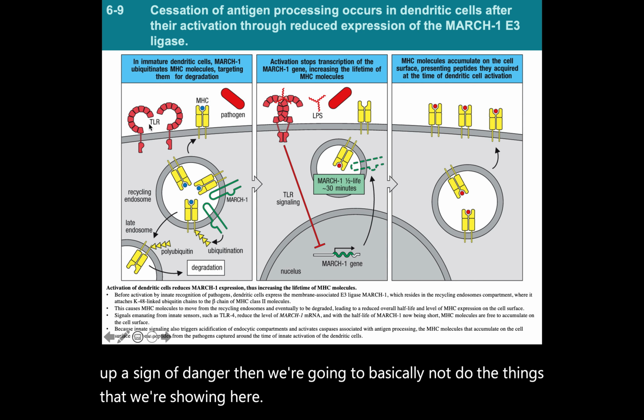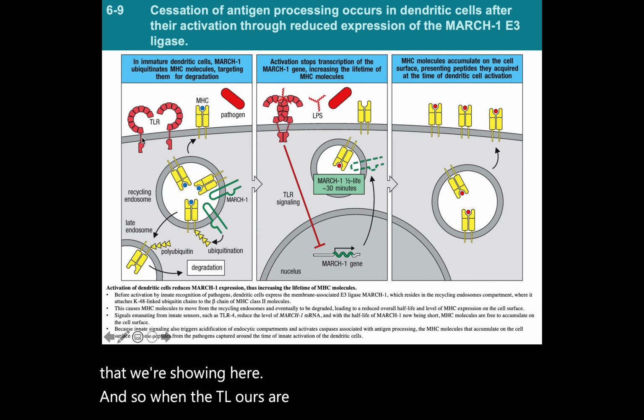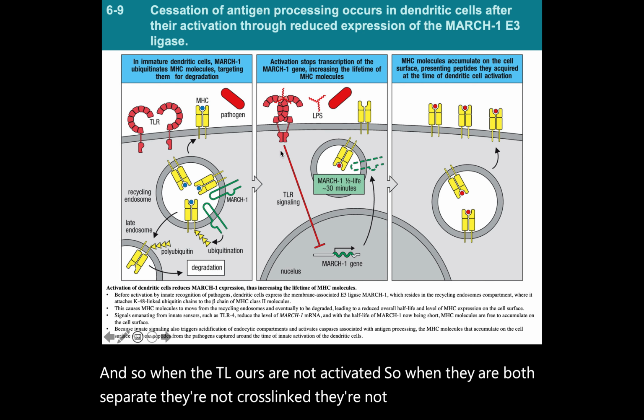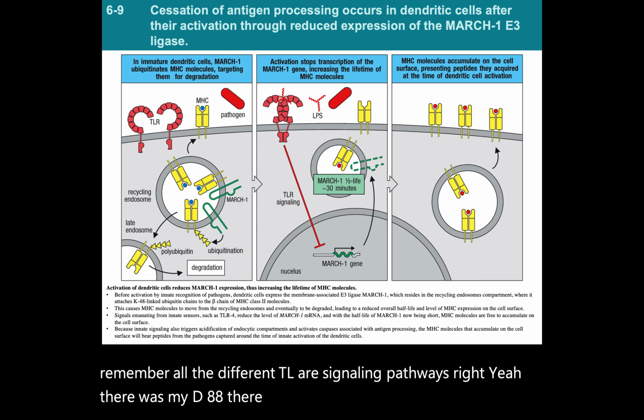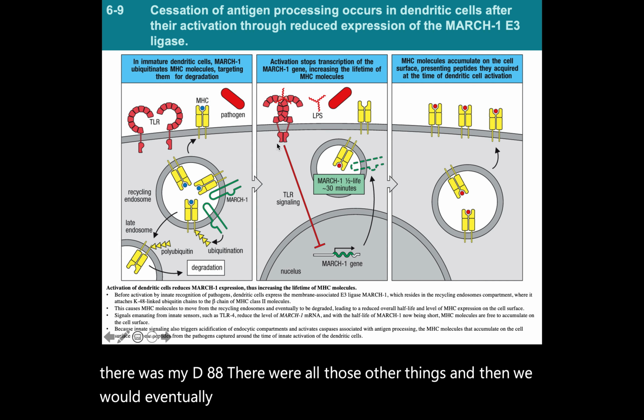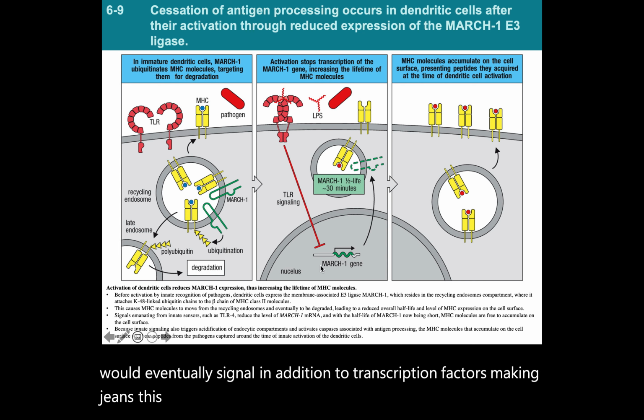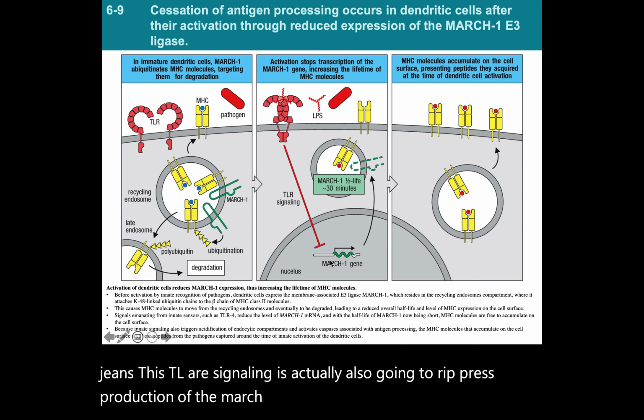So when the TLRs are not activated, when they are both separate, not cross-linked, not signaling, you remember all the different TLR signaling pathways, right? Yeah. There was MyD88, there were all those other things, and then we would eventually signal. Well, in addition to transcription factors making genes, this TLR signaling is also going to repress production of the March1 gene. So it's nice.